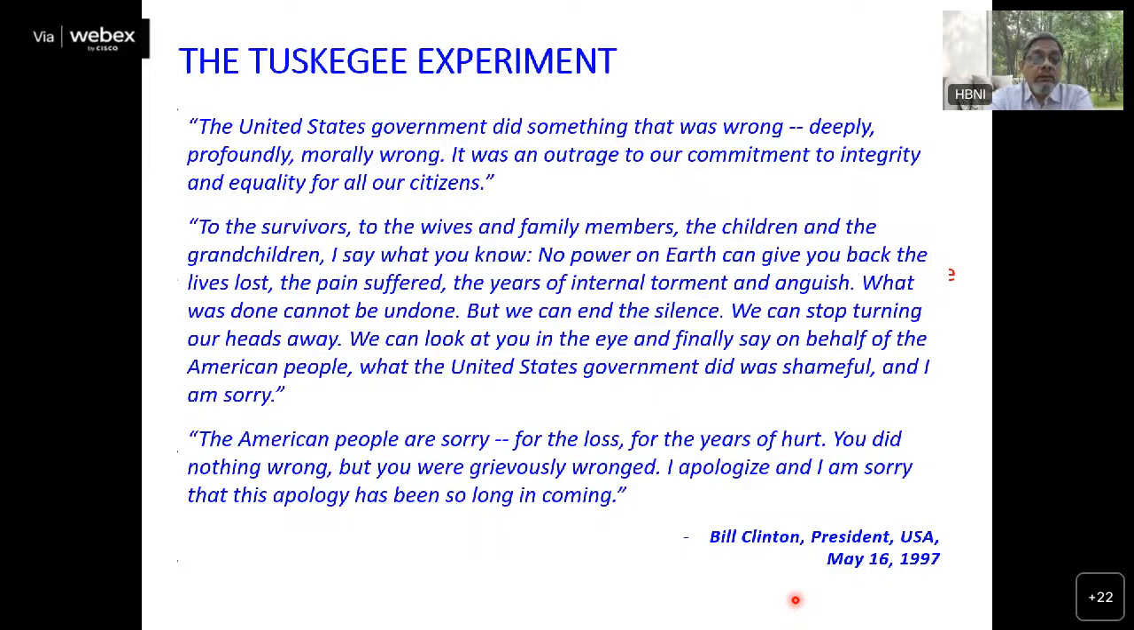And then it was frankly told that the government did something that was wrong, deeply, profoundly, morally wrong. And it was an outrage to our commitment to the integrity and equality of all our citizens. Okay. And then it goes on where finally he says that the American people are sorry for the loss, for the years of hurt. You did nothing wrong, but you were grievously wronged. I apologize, and I am sorry that this apology has been so long in coming.